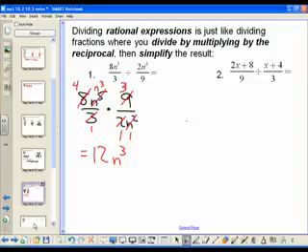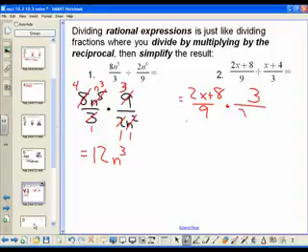So, if I was looking at this one, this would equal 2x plus 8 over 9, we need to hush please, times 3 over x plus 4. The one after the division sign.